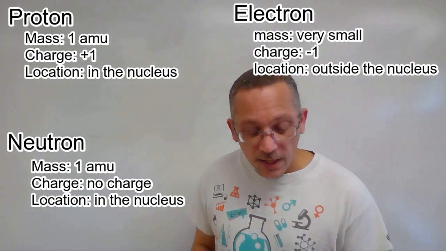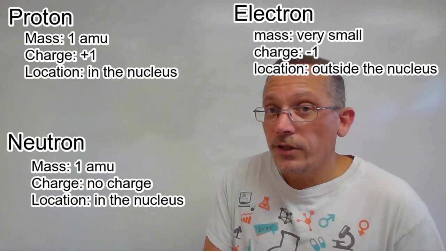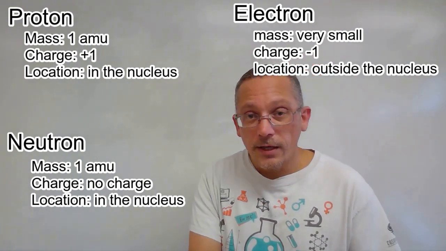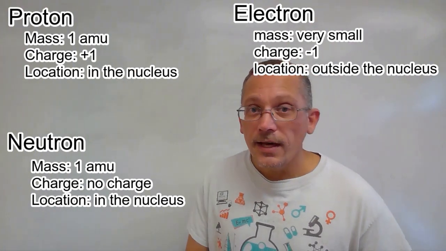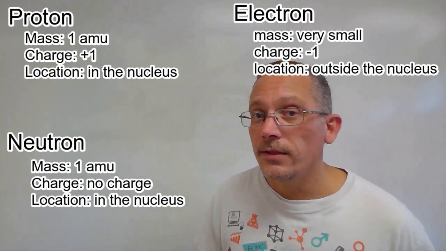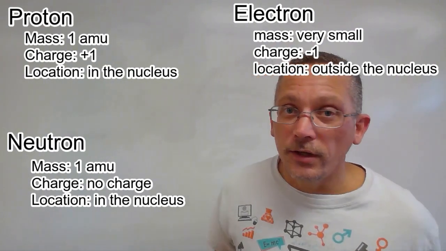The protons have a positive charge. They're what gives the positive charge in the atom. So the electrons are negative and the protons are positive. And the protons, they have a mass of, we're going to say their mass is 1. The neutrons have no charge.